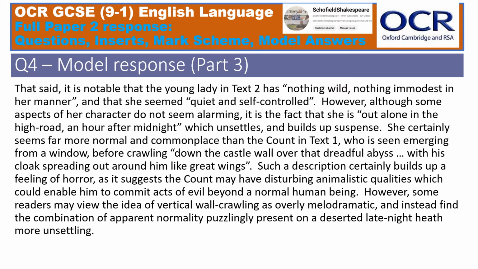She certainly seems far more normal and commonplace than the Count in text 1, who is seen emerging from a window before crawling "down the castle wall over that dreadful abyss" with his cloak "spreading out around him like great wings". Such a description certainly builds up a feeling of horror, as it suggests the Count may have disturbing animalistic qualities which could enable him to commit acts of evil beyond a normal human being. However, some readers may view the idea of vertical wall crawling as overly melodramatic and instead find the combination of apparent normality puzzlingly present on a deserted late-night heath more unsettling.